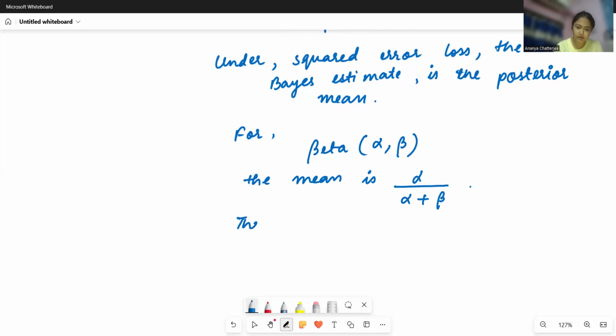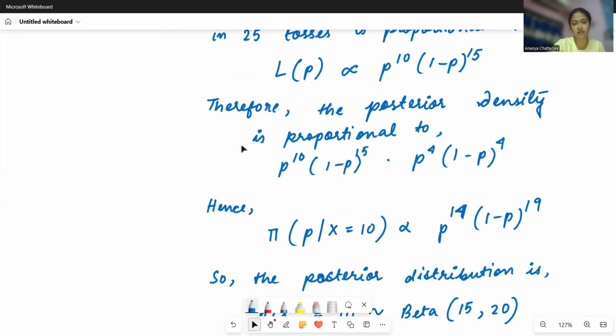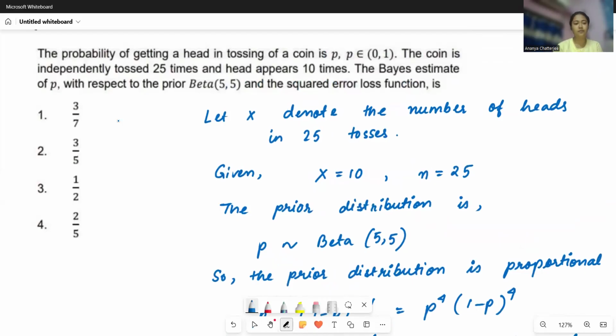Now from here, therefore, the Bayes estimate is 15 by 15 plus 20, that is 15 by 35, that is 3 by 7. Okay, so from this we can get that the answer is option number 1, that is 3 by 7.